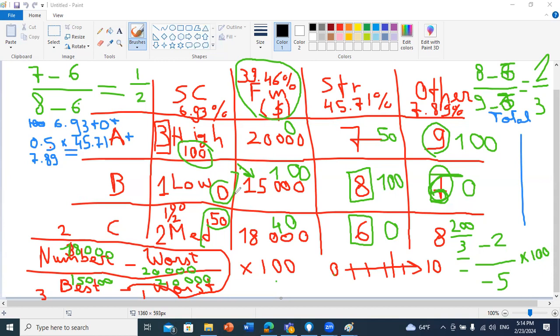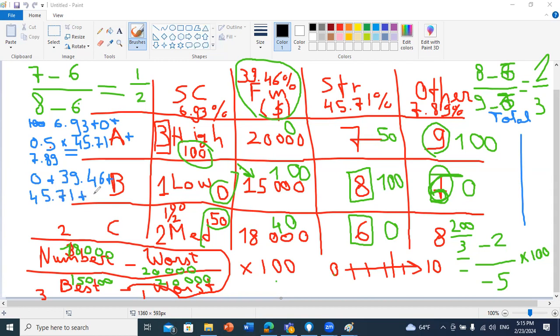Now, if we calculate for B, the score will be 0 plus 100 times 39.46%, meaning plus 39.46, plus 100 times 45.71, so it's plus 45.71, plus 0 plus 0.